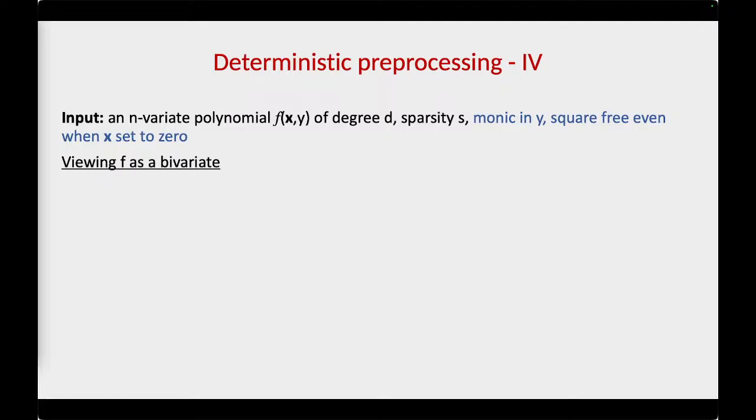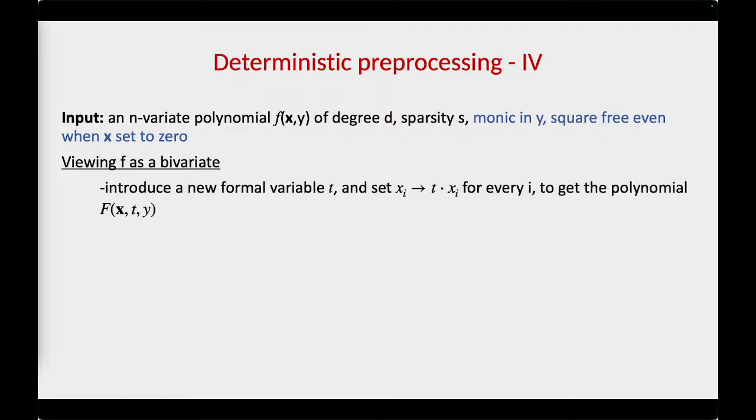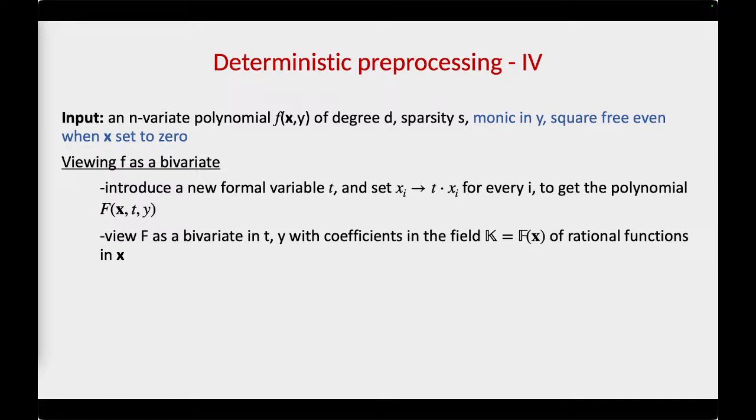There's one little bit of more work that we have to do here. We want to view f as a bivariate right now. So we had two views of f. f was a multivariate polynomial, and then we viewed f as a univariate in y, where the coefficients were in C adjoin x. But now we want to view f as a bivariate. The reasons for this will be clear later, but for now, let me tell you how to do this. We'll take a new formal variable t, and we'll replace xi by xi times t in the polynomial. So this new polynomial has three sets of variables: x variables, t, and y. We are going to view this as a bivariate in t and y, and the x variables are all going to be pushed into the underlying field.